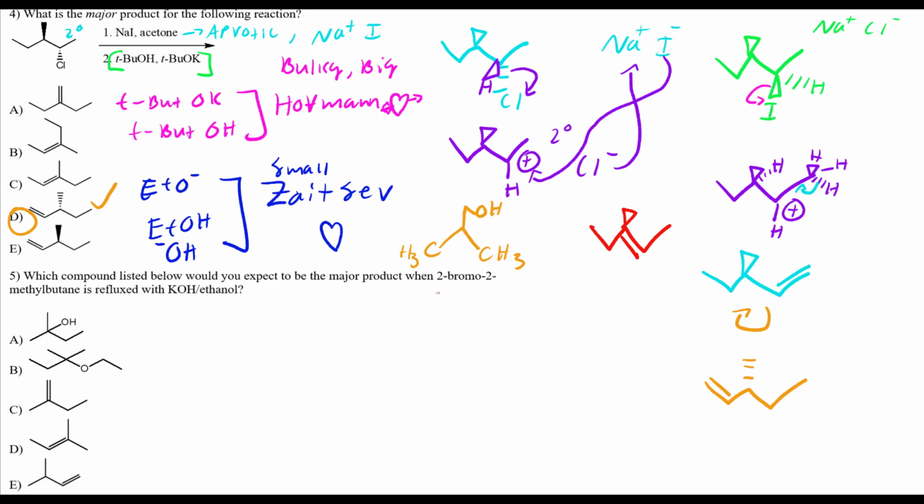Okay, so which compound listed would you expect to be the major product when 2-bromo-2-methylbutane is refluxed with potassium hydroxide and ethanol? Refluxed just means that you have something with heat. Let's say that you have a flask with your material in it, and this is a heating pad, so we have a fire. It just means that we're doing this process over heat. That's very important, I believe, for this question.